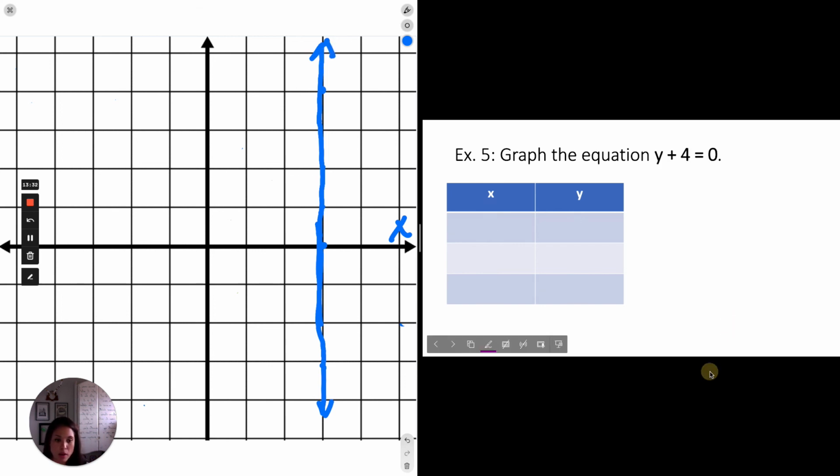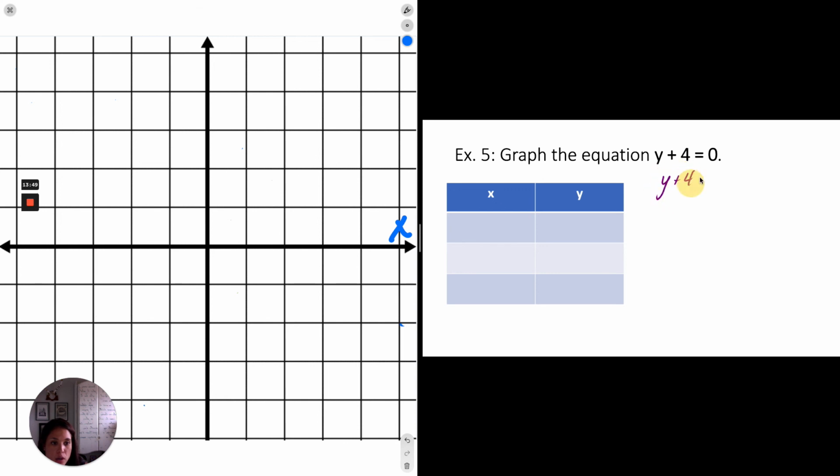Okay, one more example. In this example, y plus 4 equals 0. We only have one variable, so we're going to solve for y. So y plus 4 equals 0. We subtract 4 from both sides, and this becomes y equals negative 4.